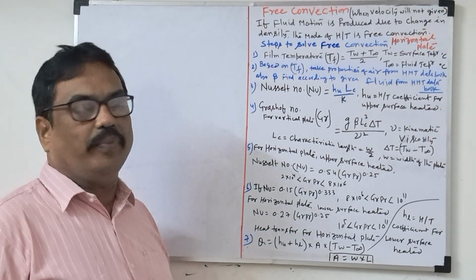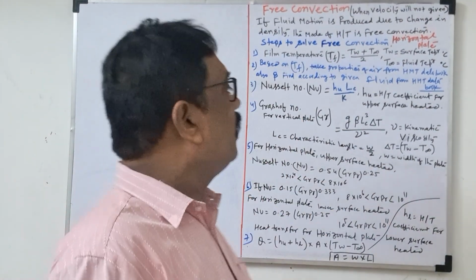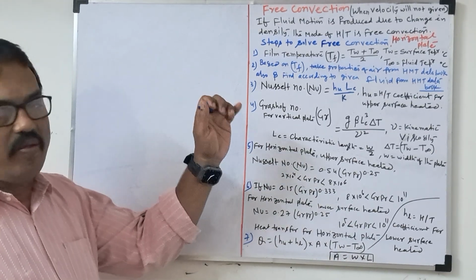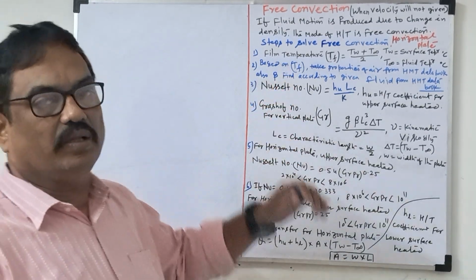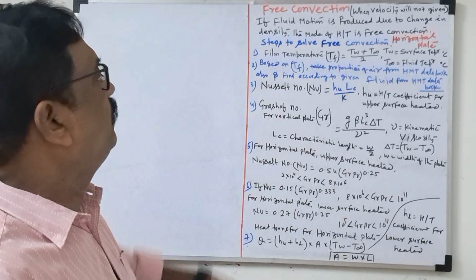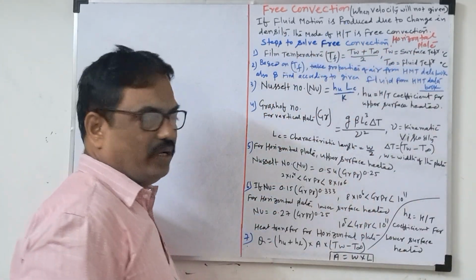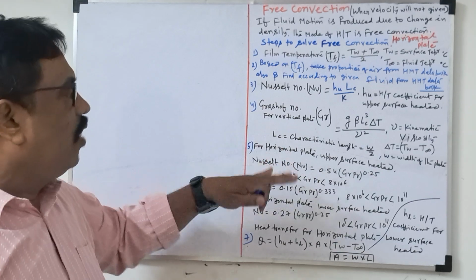Friends, today I brought you the free convection problem for the horizontal plate. Before this, vertical plate problems were already solved: vertical plate, vertical pipes. Now free convection for the horizontal plate. What are the steps? How to solve the question?